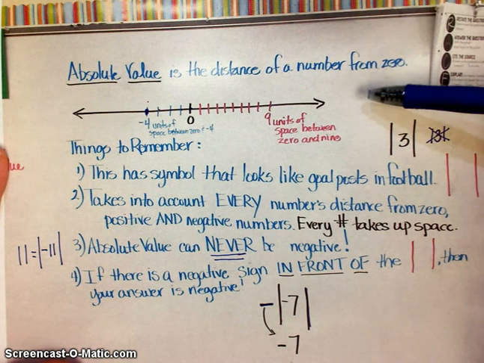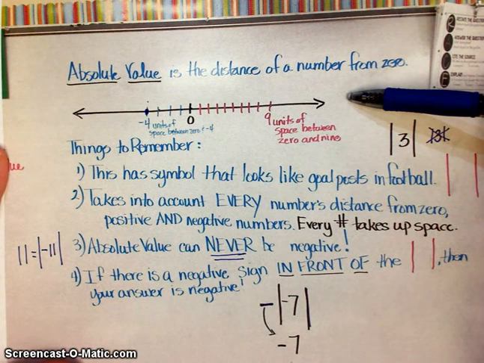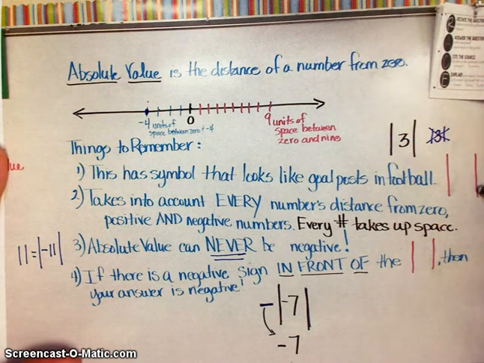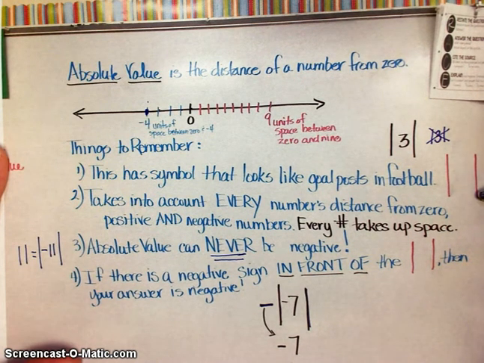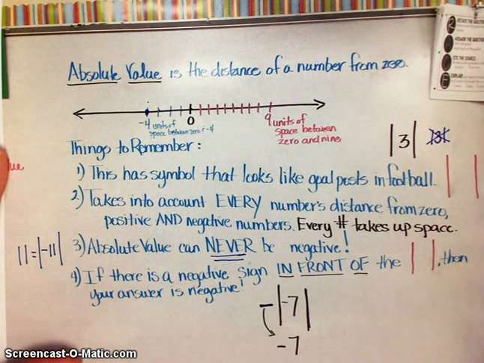In class, I told you there were four different things that I wanted you to remember about absolute value. The first of which is that absolute value has a symbol that looks like goalposts in football. And remember, a symbol is simply a marking of some kind that stands for something. And for absolute value, whenever you see these two parallel lines that look like goalposts on the football field, that is instantly the universal sign to tell you that you're trying to find the absolute value of something.